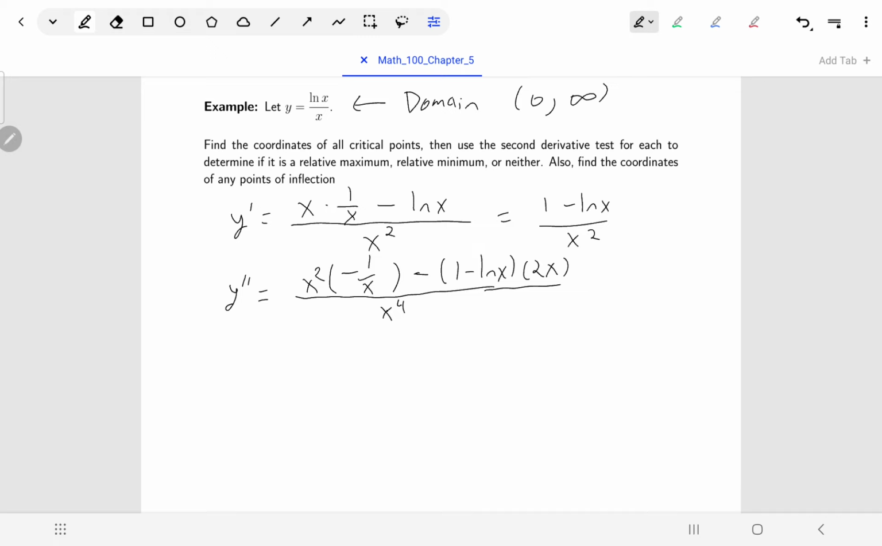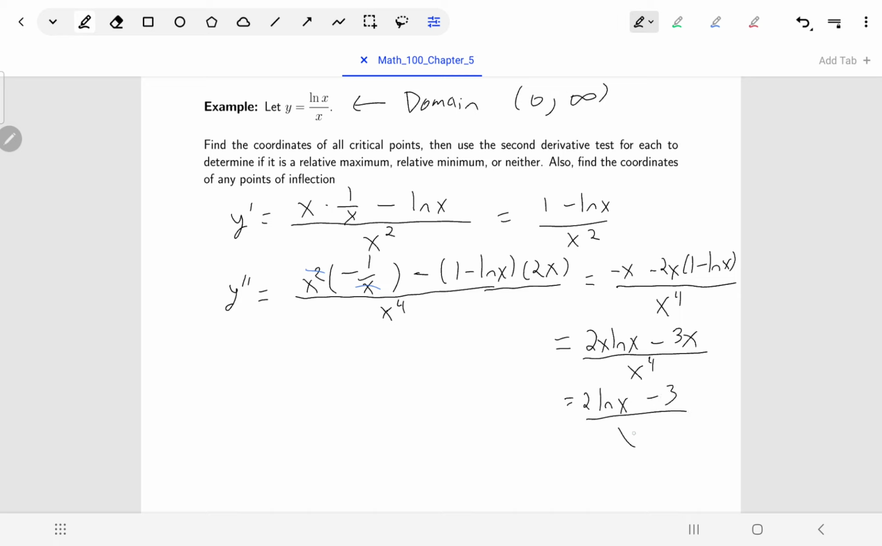You could clean things up a little bit here. You'll notice that when I clean things up, I'll have the x and the x canceling, so that I'll have minus x and I'll have a minus 2x times 1 minus natural log of x, and on the bottom I'll have x to the 4. If you did a little bit of cleaning things up, you'd be able to see that at the very end of it all, I would wind up getting 2x natural log of x minus 3x over x to the 4, and then I could cancel out an x from everybody top and bottom to give me 2 natural log of x minus 3 over x cubed.